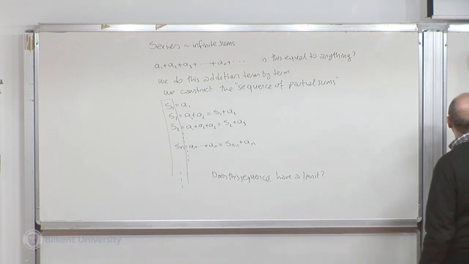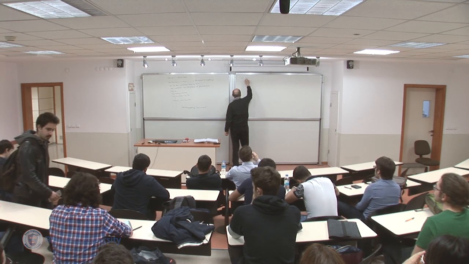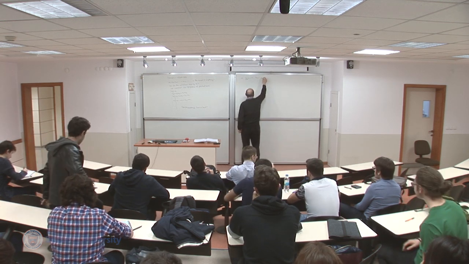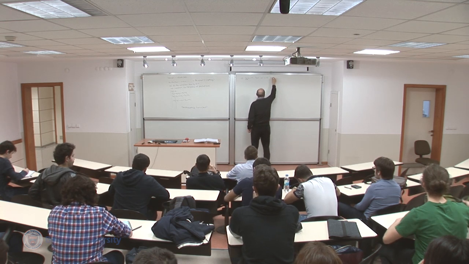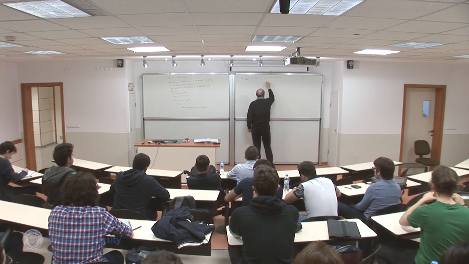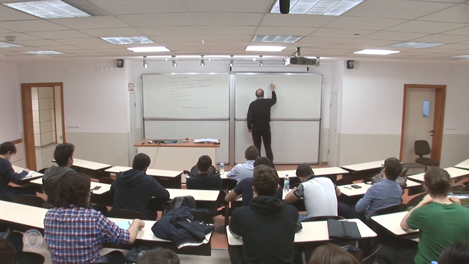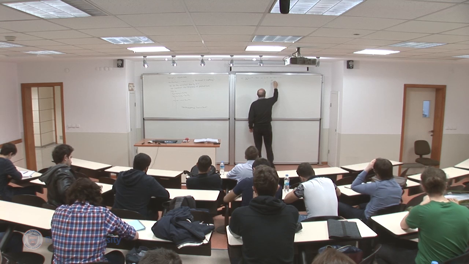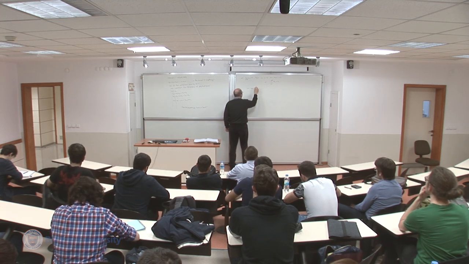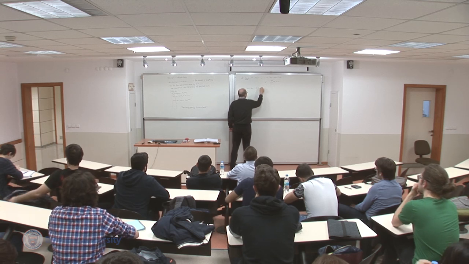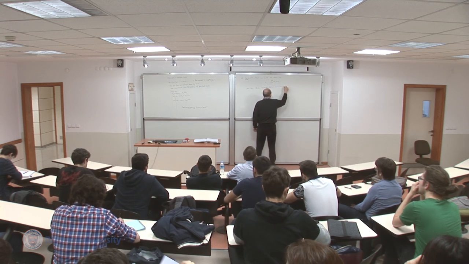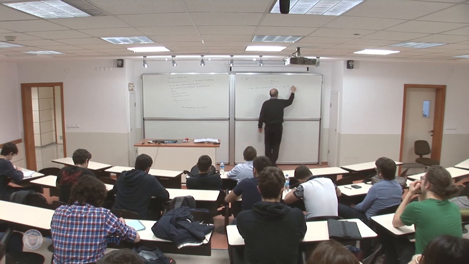So if the limit of Sn as n goes to infinity exists and is equal to S, then we write A1 plus ... plus An plus ... this infinite sum is equal to S, or we shorten this and say, the sum from n equals 1 to infinity of An is equal to S. And we say this infinite series An converges to S, or we say this sum is convergent.